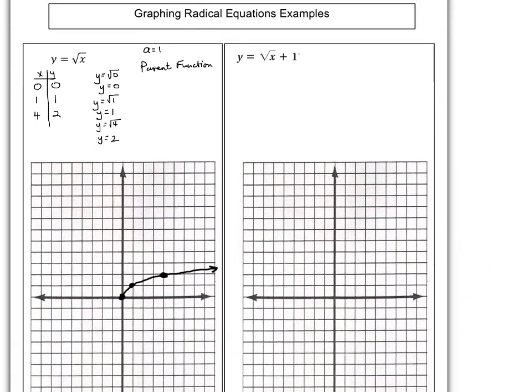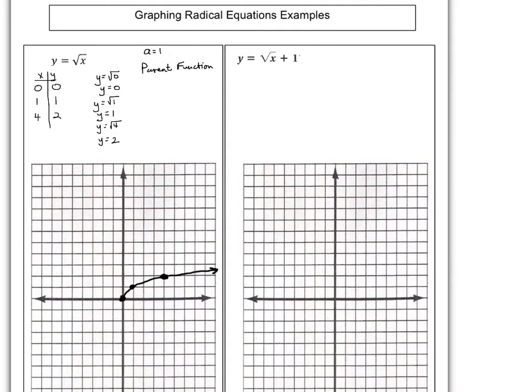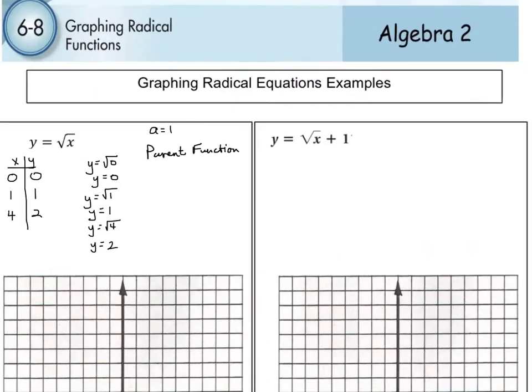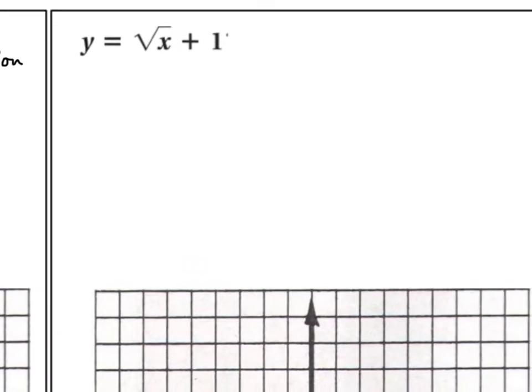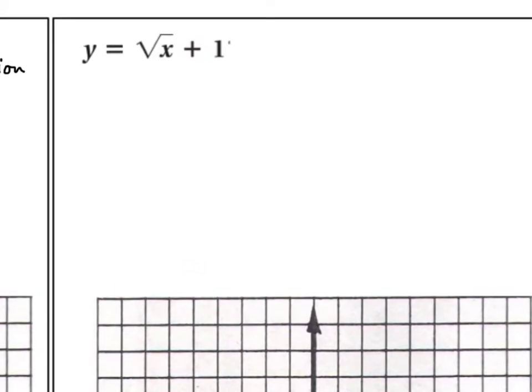Okay, so let's take a look at example number 2. All right, example number 2 here. As we look, we've got y equals the square root of x plus 1. Okay, so again, as I look at this, I identify a is 1. There's no a value there, so it's 1. So I want to graph the parent function first. Again, the parent function is 0, 1, and 4. If I plug them in, I get 0, 1, and 2.